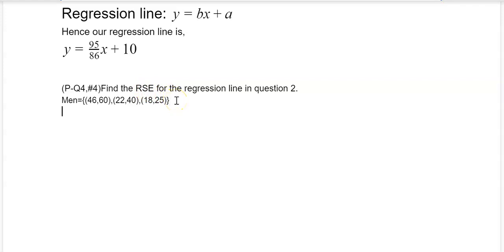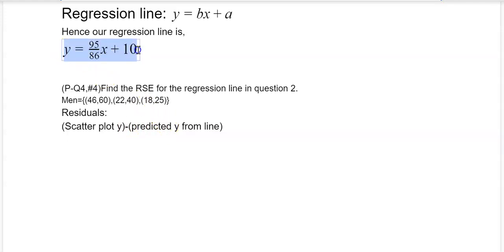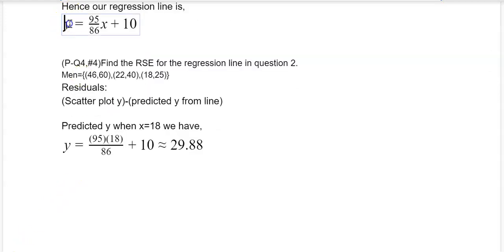So to find the RSE, or the residual standard error, let's first find the residuals. Recall how to do that. The residual is the scatterplot y minus the predicted y from the line, and here our line is this one. So let's start doing the predicted y values. Again, we're using this line to find our predicted y values, and the x values we'll be using are 18, that's the scatterplot x, then 22, and 46.